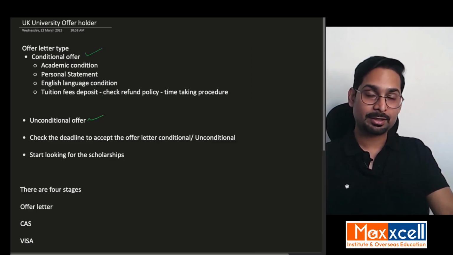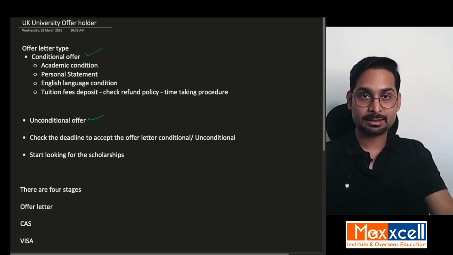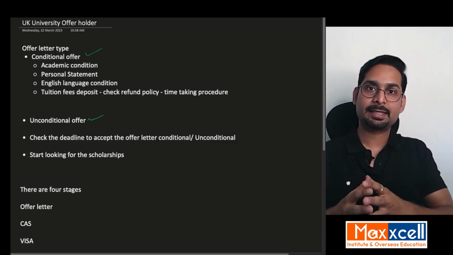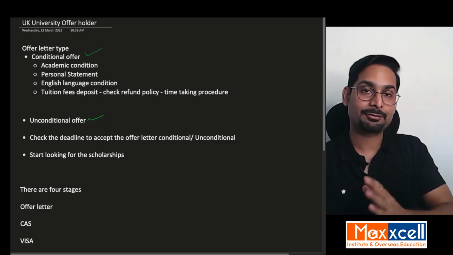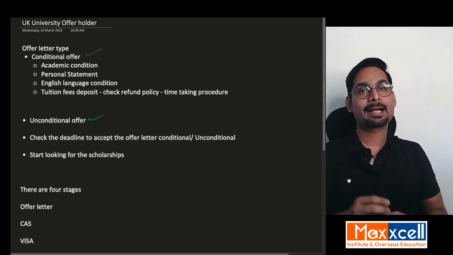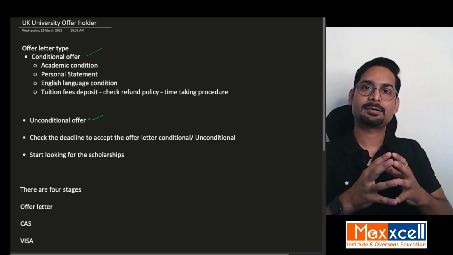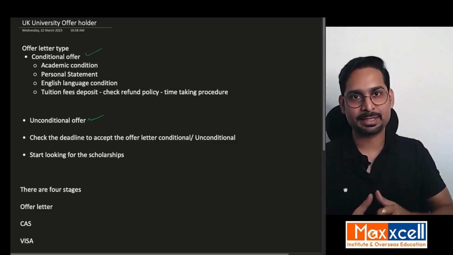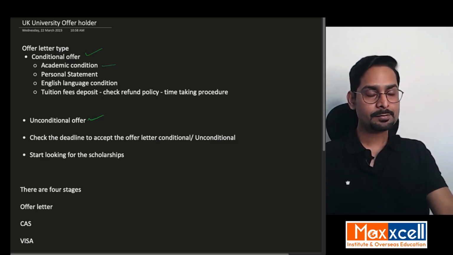Now, if it is a conditional offer letter, then you must have seen conditions like the academic condition. What is the academic condition? It means if you are studying in your 12th board and you are applying for bachelor's, or if you're studying in bachelor's and applying for your master's degree and you have not completed your qualification yet, then the university expects you to complete the qualification and demonstrate a certain percentage or CGPA in your qualification. Okay, so this is called academic condition.